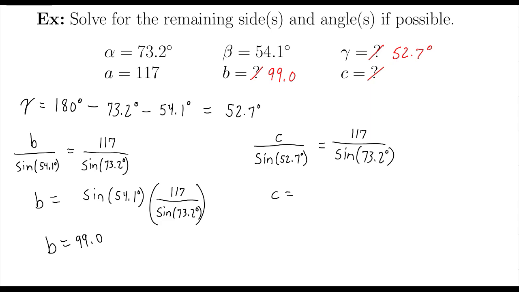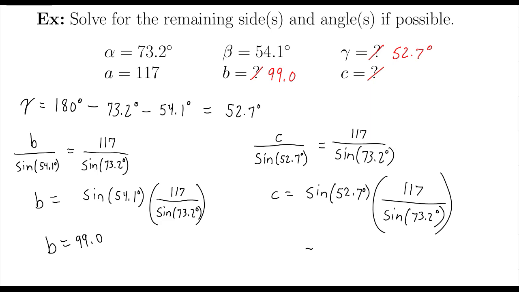Multiply both sides by the denominator, in this case sine of 52.7 degrees, times the right side. I'll type that in my calculator, and I get 97.2. So I have the three angles, 73.2 degrees, 54.1 degrees, 52.7 degrees, and my three side lengths that are across from those given angles: 117, 99, and 97.2.